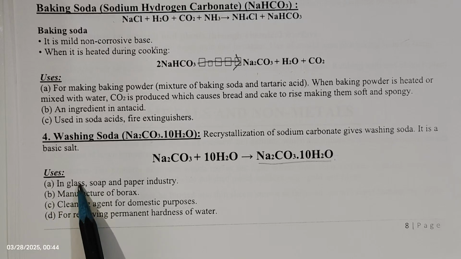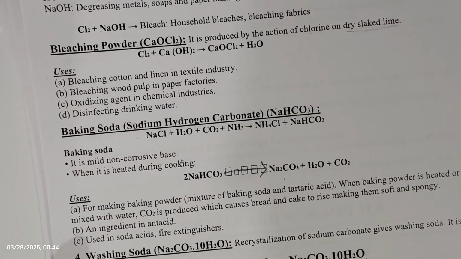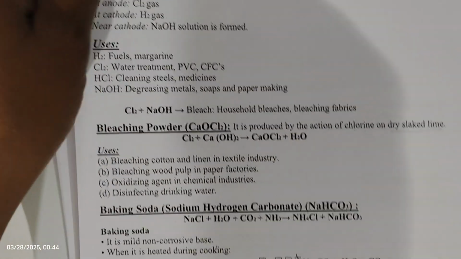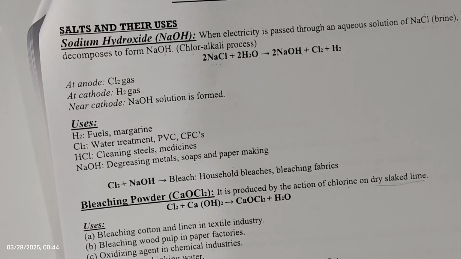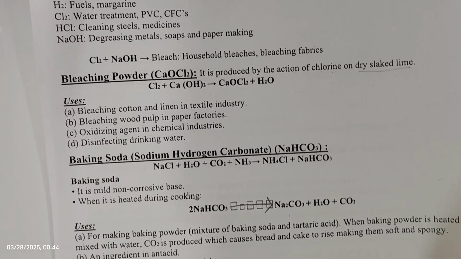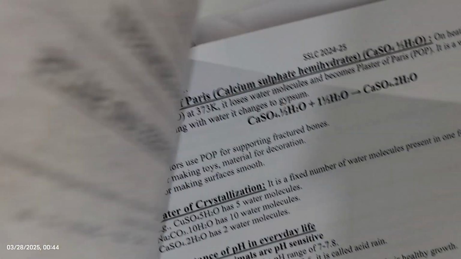Uses: it is used in the glass, soap and paper industry, in the manufacture of borax, as a cleaning agent for domestic purposes, and for removing permanent hardness of water. These are the uses of washing soda. In this part we have discussed 4 salts: sodium hydroxide, bleaching powder, baking soda, and washing soda, with their formulas and uses.